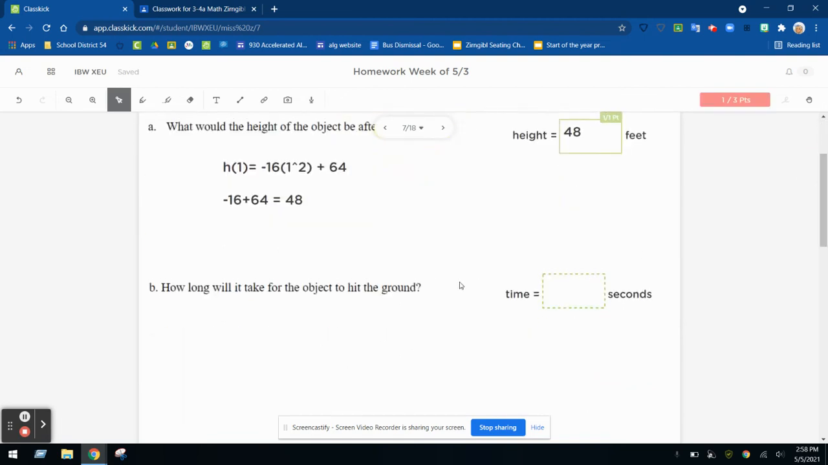It then asks us how long it will take for the object to hit the ground. And this is when we just take our equation, -16t squared plus 64, and we set it equal to 0. And then I'm just going to solve it using inverse operations and solving by square root. So I'll start by subtracting 64 to get -16t squared equal to -64. From there, I'm going to divide by -16. I will get t squared equals 4. And then I will just take the square root, and I will get that time is equal to 2 seconds or -2 seconds. But obviously, we cannot have negative time. So that's how we will get an answer of just 2.